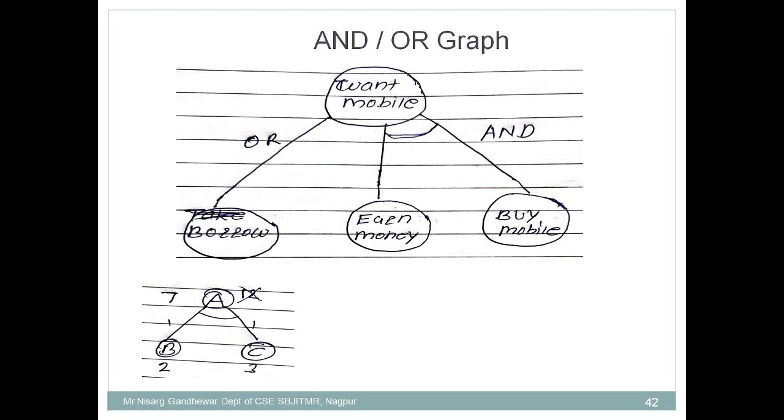Okay, so suppose I want a mobile. In that case, what is the possibility? First possibility is that either I can borrow it from my friend or any relative, and the second option, this is the OR part. Okay, this is the first possibility, or you can say the first way. Another way is that I can earn money and then I should buy a mobile. That means this is the first part and this is the second part. If I satisfy this condition, then this condition also needs to be satisfied. So this is what an AND OR graph is.